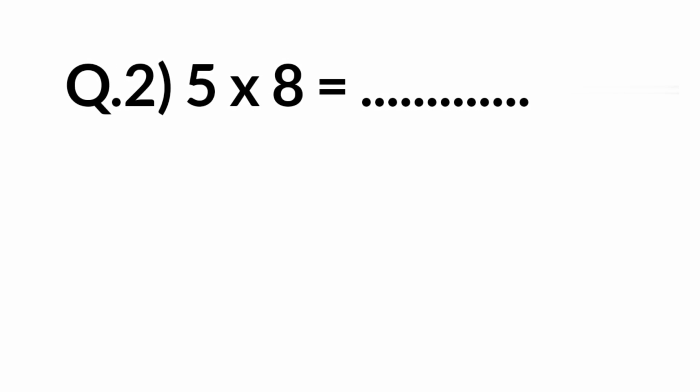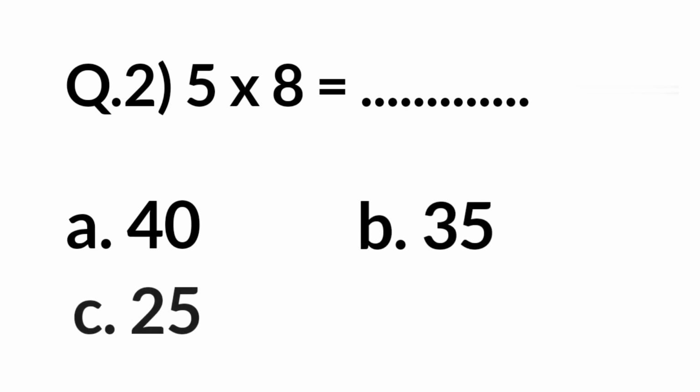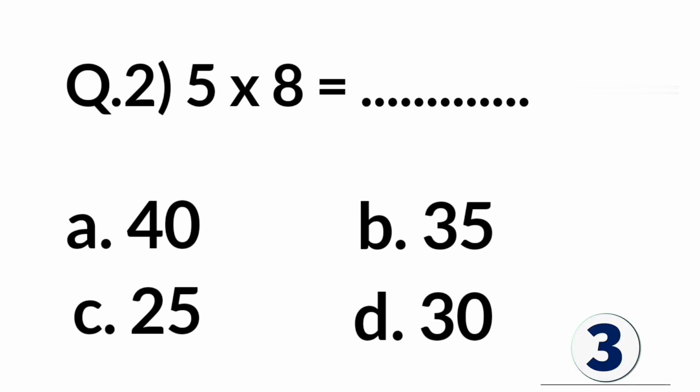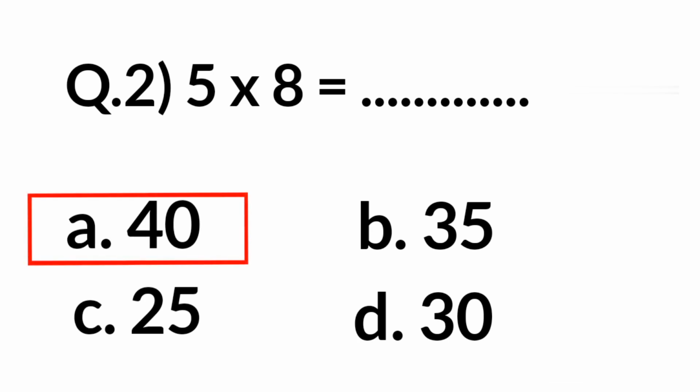Question number 2. 5 multiplied by 8 is equal to option A 40, option B 35, option C 25 and option D is 30. Correct answer is option A 40.